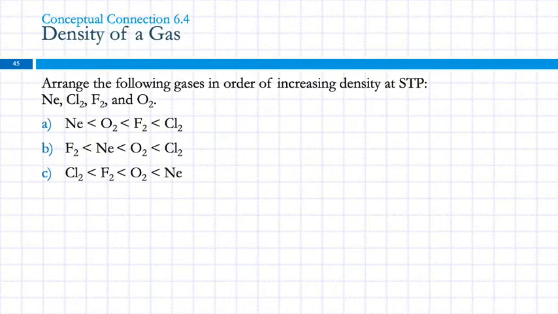Conceptual problem. Arrange the following gases in order of increasing density at STP. This is the sort of problem that students often get wrong on an exam, and there's multiple reasons for getting it wrong. One is that you don't understand the concept behind it. Another is you don't understand what the question is asking you to do. So we want in order of increasing. So that means we start with the smallest thing and we go to the biggest thing in order. So we're going to start with the smallest density to the largest density.